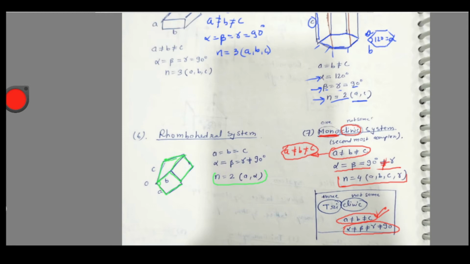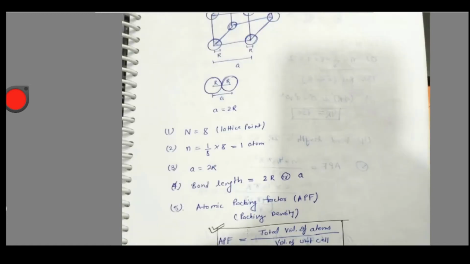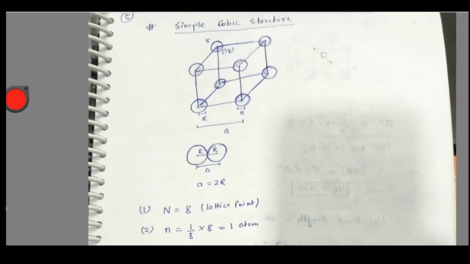Now we will discuss the simple cubic structure. So this is the simple cubic structure. In simple cubic structure, on the corners of the cube, atoms will be present like this. So these are the general arrangement of atoms.